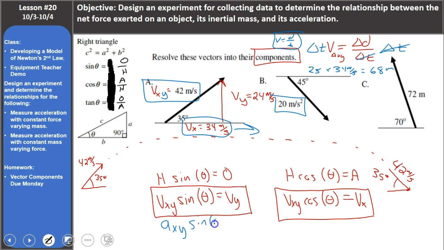Sine of the angle is equal to AY over AXY. Cosine of the angle is equal to AX over AXY. And that should all be sub x. What's the next one? It's meters. What's it measuring? Distance. Delta D. So instead of A, it's going to be D. Right? So does that make more sense now?